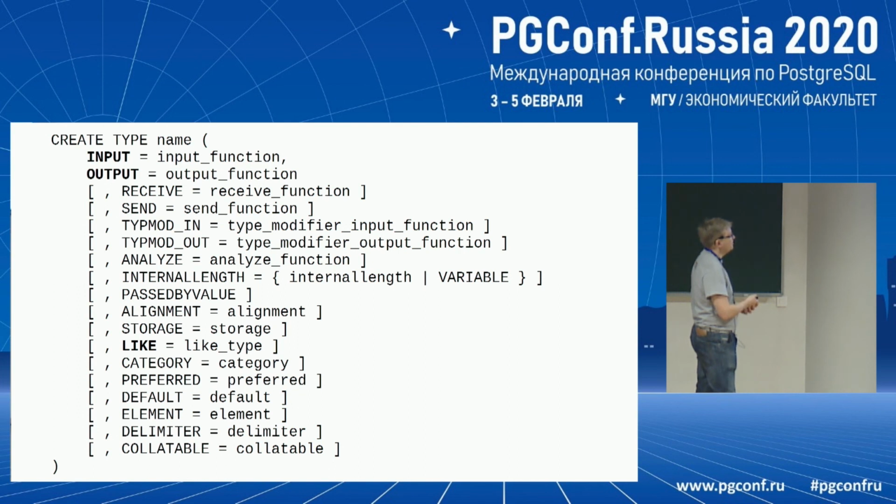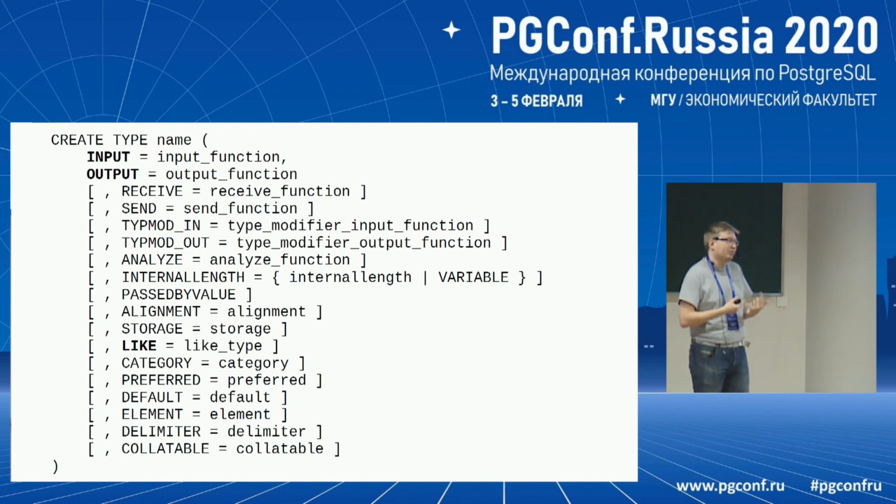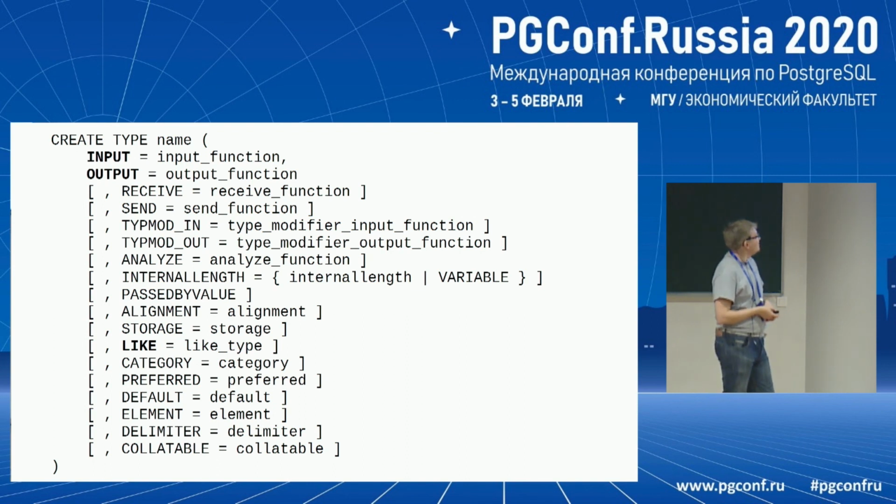Collatable affects, it's really only for string data types. So if you have a string data type where you want to care about collation, which means how do strings compare in different languages. Depending on your locale, you might want to sort them differently. In that case, you would use collatable true, but otherwise you wouldn't. Yeah, there's a lot of options there.